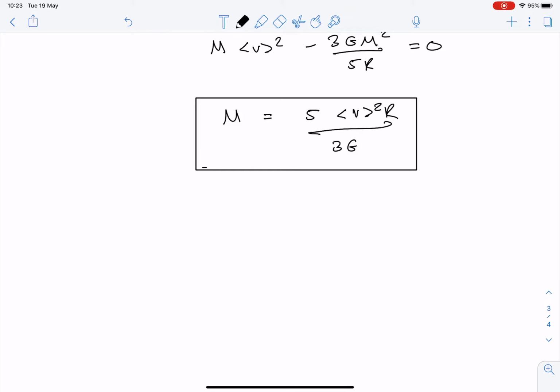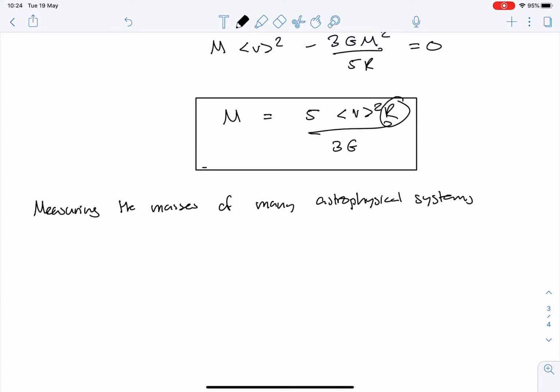What we've just done, therefore, is look up now a way of measuring the masses of many astrophysical systems. Because from this virial theorem mass that we've just derived, it's straightforward. You take a picture, an image, to get R. You take some spectra to get V, and that gives you the mass. So now we can measure masses and we can measure light.